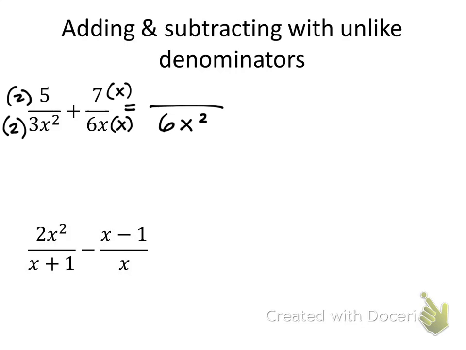So now I have 2 times 5, which is 10, plus 7 times x, which is 7x. Can I combine these together? Nope. Can I take out a GCF or factor anything? Nope. So this is my final answer.